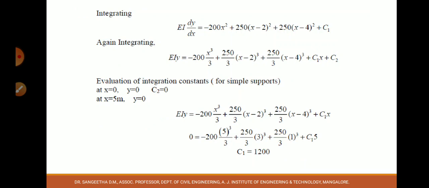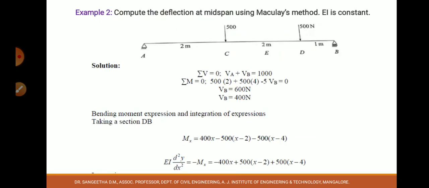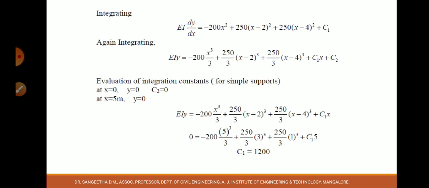Here you have the boundary conditions. What are the boundary conditions? Whenever both ends are simply supported, at A, theta exists, deflection is 0. That means y is 0 at A, and at x equal to 5 meter also y is 0. So you have two conditions: at x equal to 0, y is 0; at x equal to 5 meter, y is 0. But you want C1 also, you have to evaluate. How to evaluate C1?